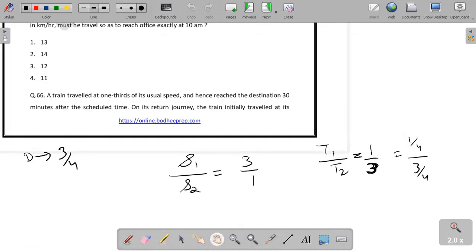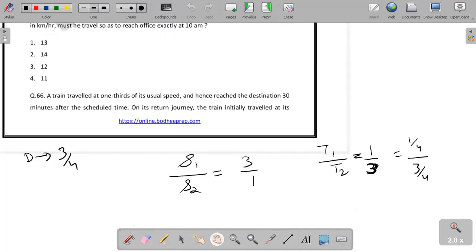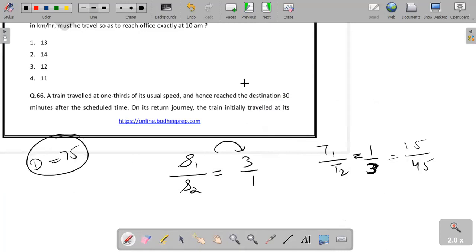On its return journey, the train traveled at its usual speed for 5 minutes, but then stopped for 40 minutes. Everything is given in minutes. Let's not hurt the question setter. The difference was 30 minutes, here the difference is 2 parts, so we will multiply by 15 and 15. So here the distance would become 75. Here the distance would become 75. I am taking speed as 3.